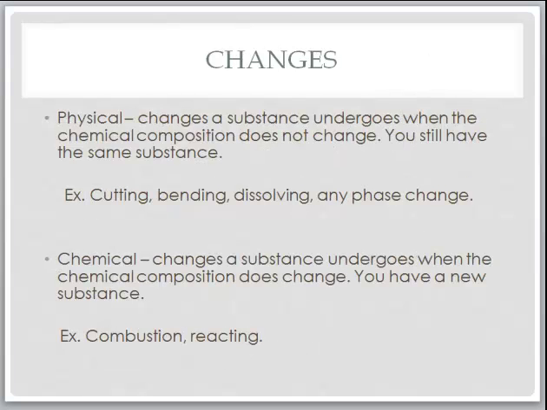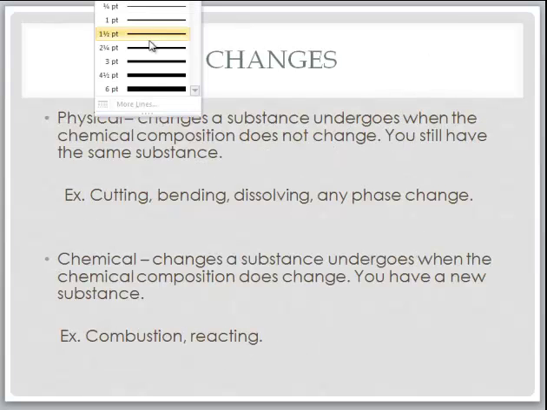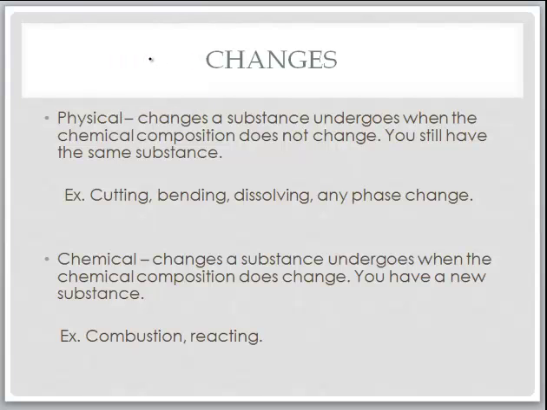Okay, the next thing we want to talk about are chemical and physical changes. These are changes to the substance that are involved with either changing the substance or not changing the substance. For example, we have the two types, physical and chemical. Let's take a look at physical first. When we talk about physical changes, this is pretty straightforward. You're talking about changes a substance undergoes when the chemical composition does not change.